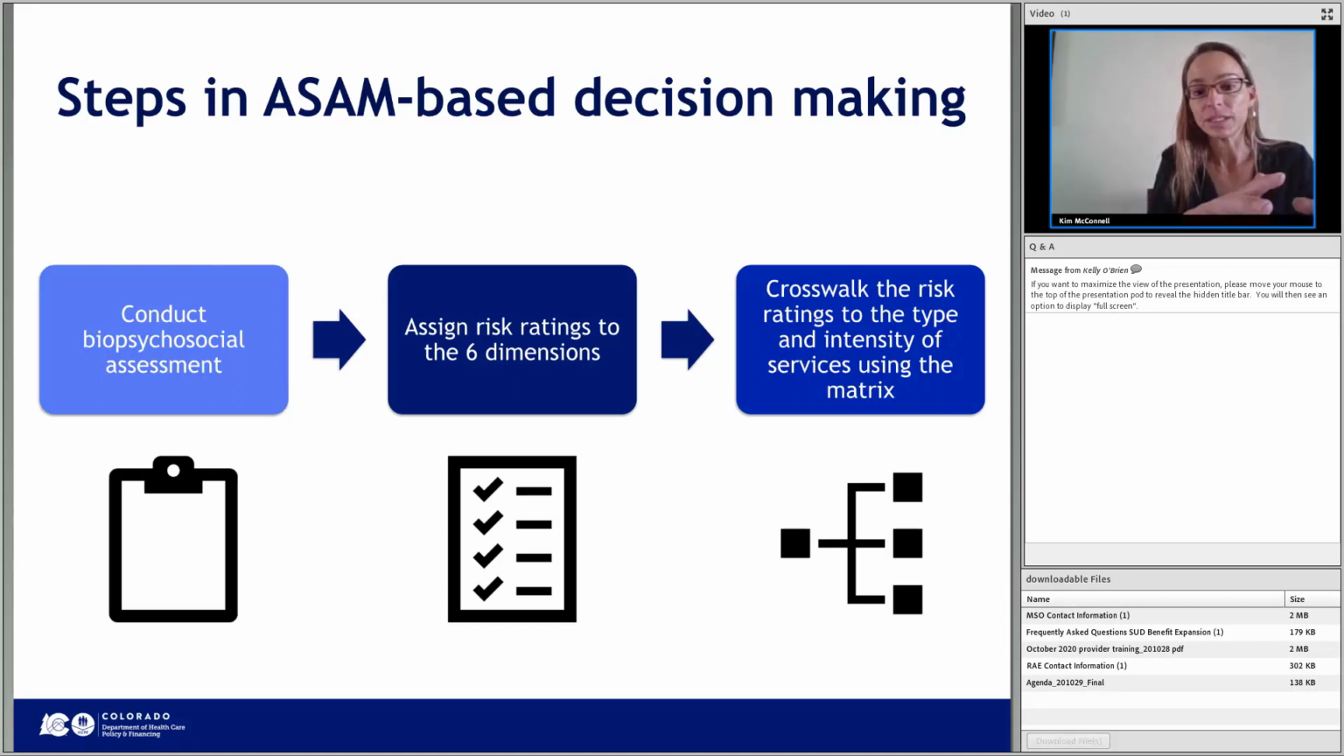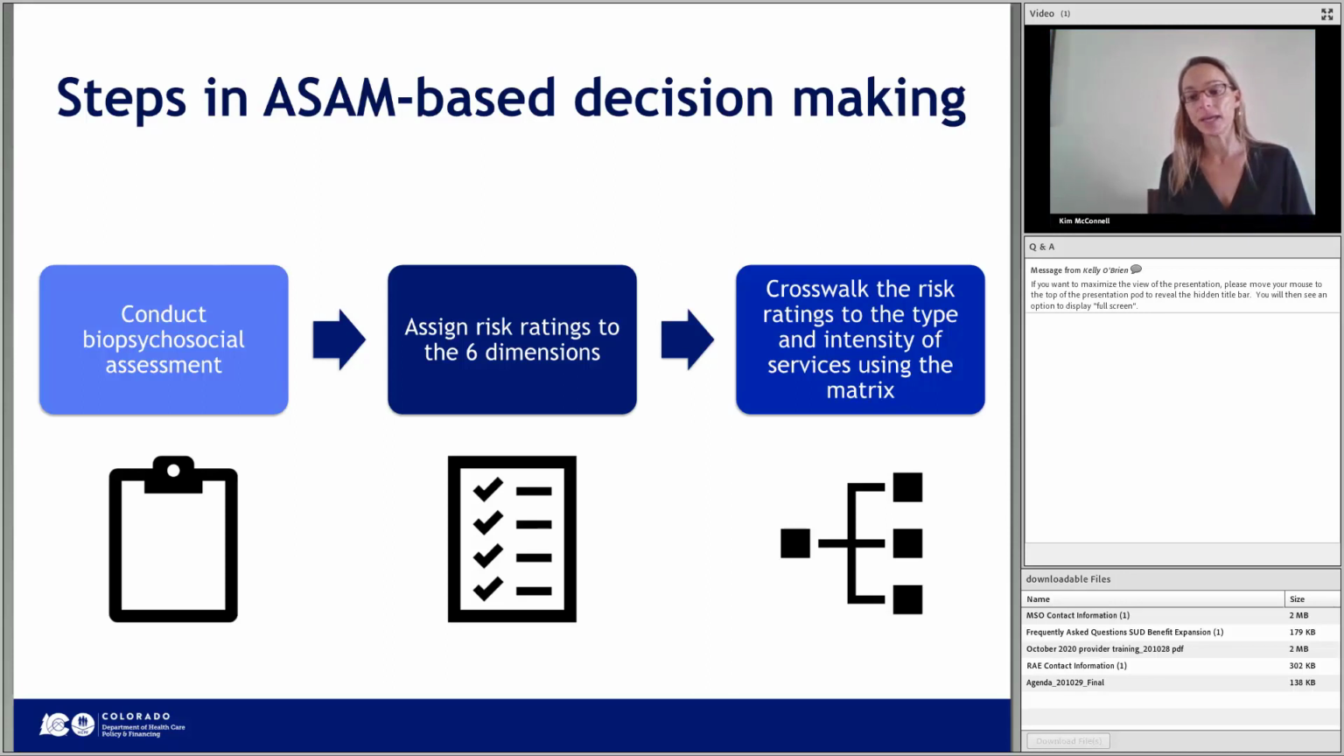If your program is using the GAIN already, that's an appropriate assessment tool as well that will help you make decisions about treatment needs. Your program may have a comprehensive biopsychosocial assessment that covers all of the things that are covered in the ASI, or all of the information that is needed to apply the ASAM criteria, and that's fine right now too. So you need to conduct an assessment.